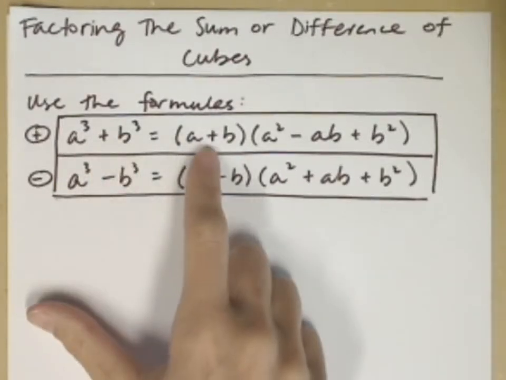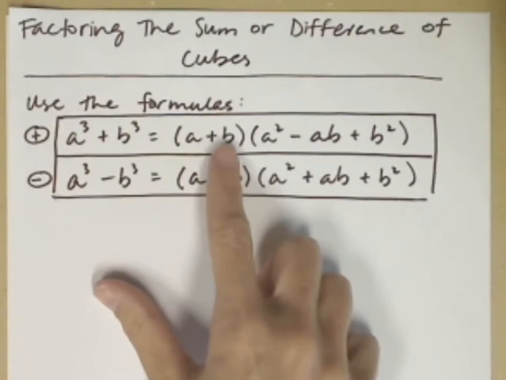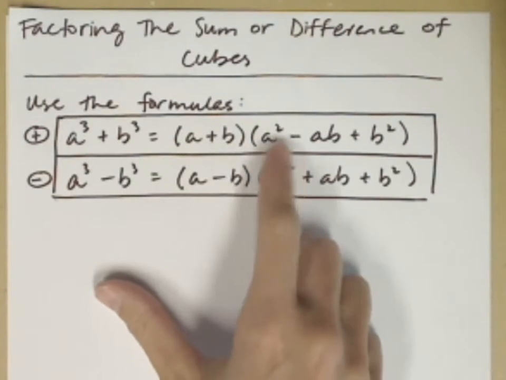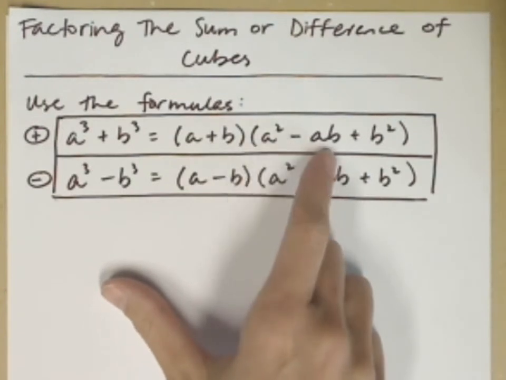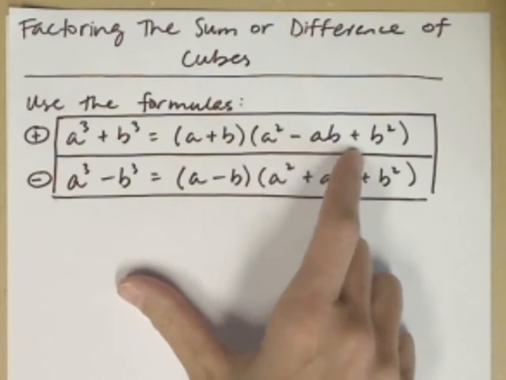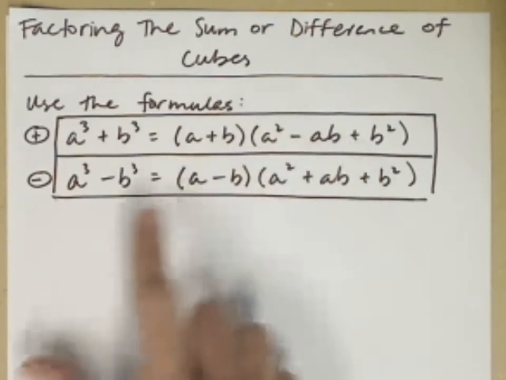is the sum, and then these signs alternate. So you have a plus sign here and then a minus sign next. It's a squared minus the product of a times b, and then this last term is always positive, so plus b squared.